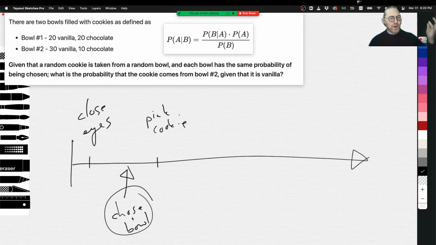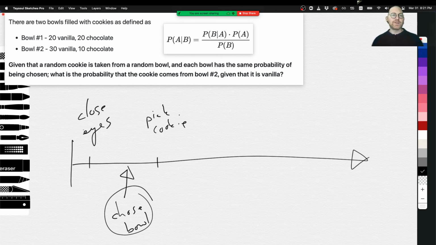That's an inverted way of thinking. It's a little bit weird. But the more you do these, the easier that starts seeming. And I think with this problem, we noticed that it was more likely that we chose from bowl 2 than bowl 1, right? It was a 0.6 probability that we chose from bowl 2, given that we had a vanilla cookie. And it makes sense because there's more vanilla cookies in bowl 2. The weight of vanilla cookies is greater in that bowl.